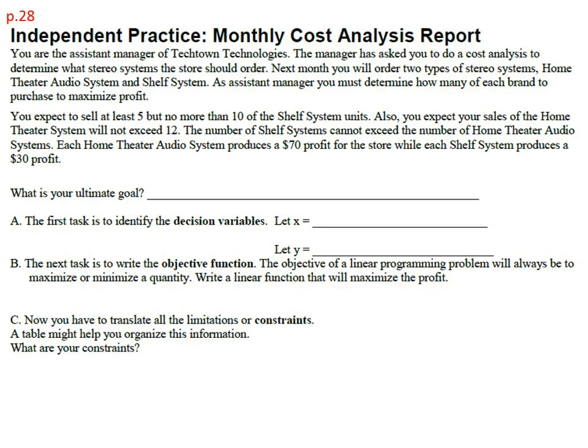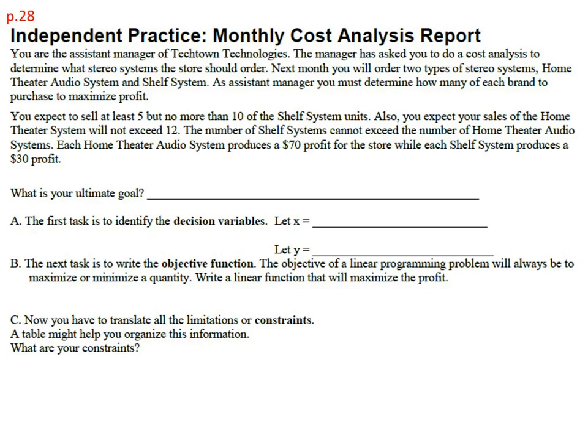And today we're just going to get a little bit more practice with that linear programming. We're going to look at another real-world example here, how businesses use linear programming on a regular basis. So let's say that you are an assistant manager of Techdown Technologies, and the manager asked you to do a cost analysis to determine what stereo systems the store should order.